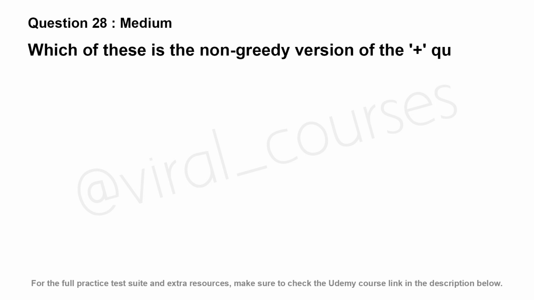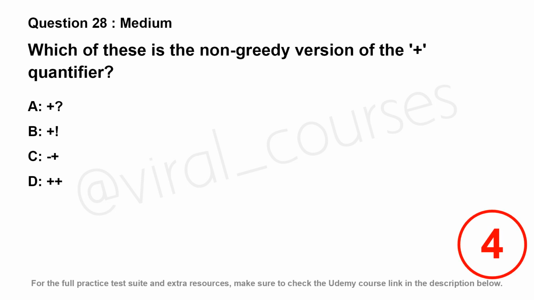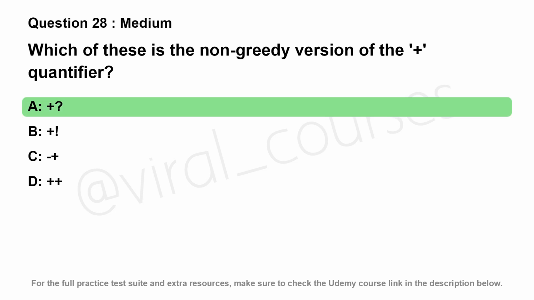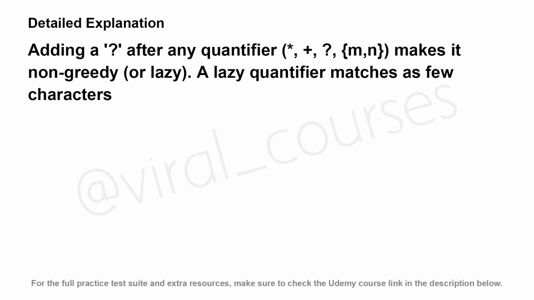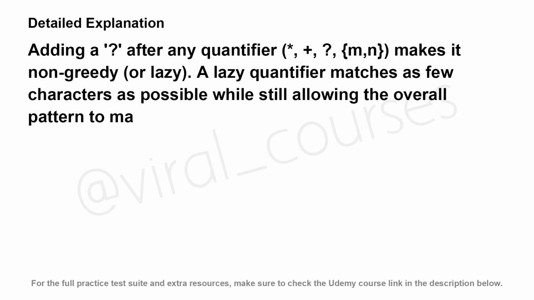Which of these is the non-greedy version of the plus quantifier? Option A, +?. Option B, +!. Option C, +*. Option D, ++. The correct answer is A. Adding a ? after any quantifier, asterisk, plus, {m,n}, makes it non-greedy, or lazy. A lazy quantifier matches as few characters as possible while still allowing the overall pattern to match.